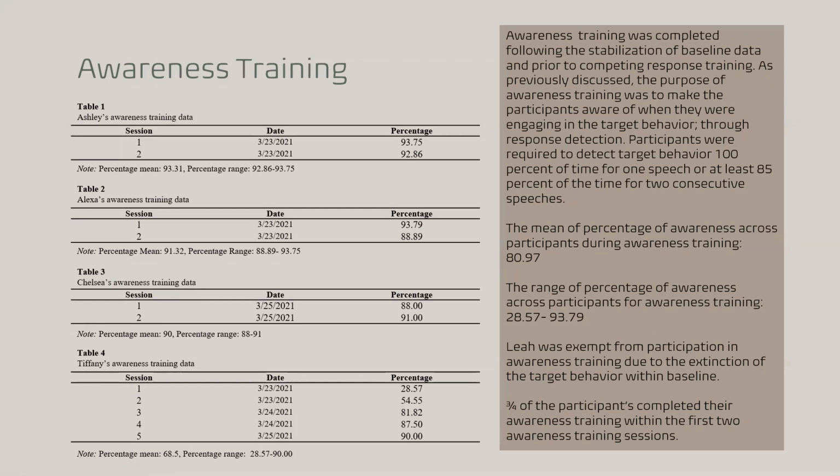As previously mentioned, awareness training was completed after the stabilization of baseline and prior to competing response training. Participants were required to detect the awareness for 100% of one speech or 85% of 2 consecutive speeches. The results for awareness training shown in the table to the left are 3 out of 4 of the participants completed awareness training within the first 2 speeches.